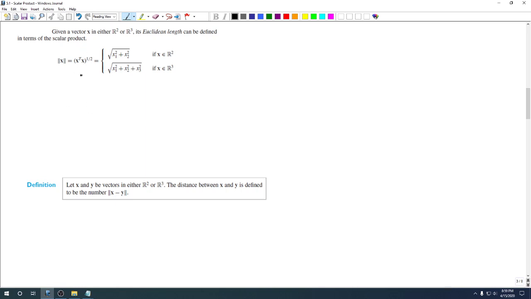When we take the scalar product of a vector with itself, that result is always going to be a positive number, and we can take the square root of it. So we are going to say that the length, which they're calling the Euclidean length here, another term you've probably seen before is magnitude, is going to be given by this formula. I'll write it out here. We're thinking of this as the square root of the scalar product, the square root of x transpose x.